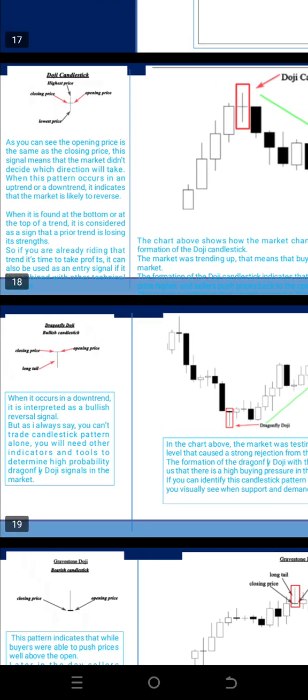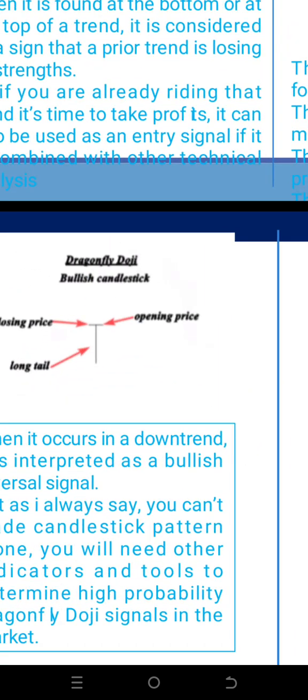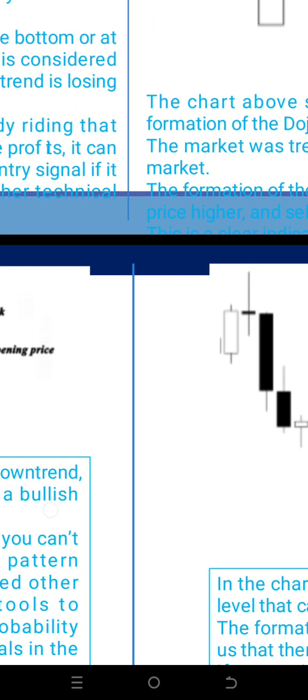You understand? There are different kinds of doji. We have the dragonfly doji, but what matters is you don't need to know the names, okay? Just know that all these dojis form pin bars. Can you see? This is like a pin. This is a pin and it has a flat top. Look at it here.